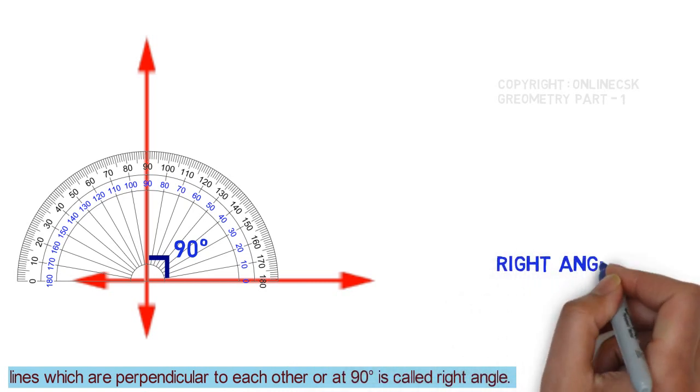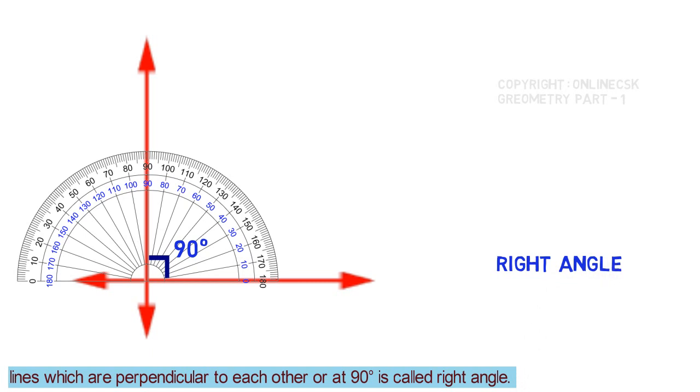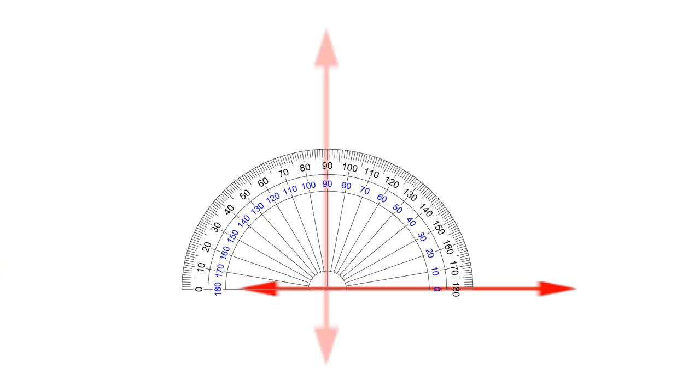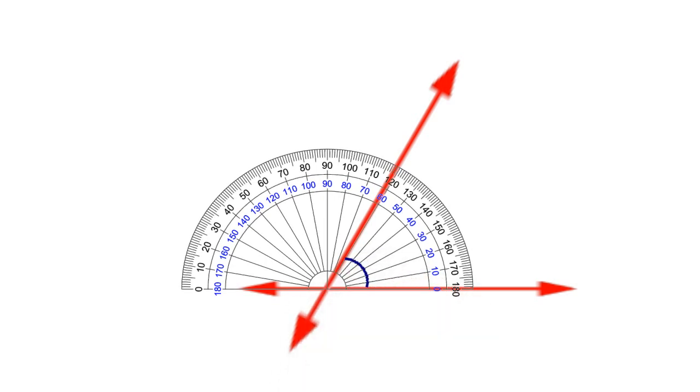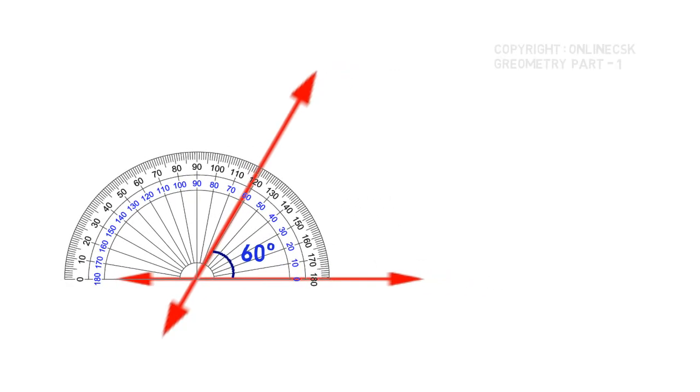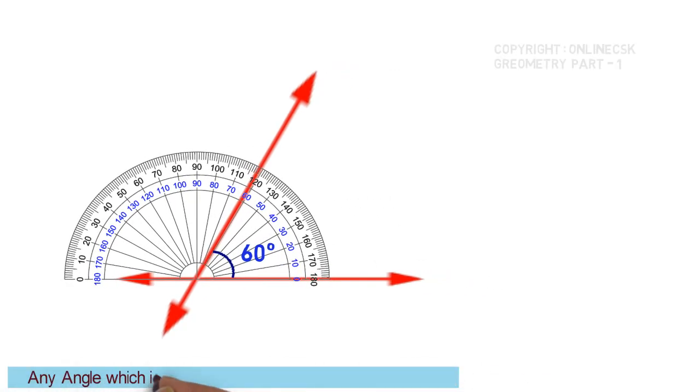Now consider when it is less than 90 degree, what will happen? Or greater than 90 degree, what will happen? So let me change the angle from 90 degree to, let me make it 60 degree. Now as we can see here, 60 degree angle which is less than 90. This is called acute angle. So remember guys, any angle which is less than 90 degree is called acute angle.